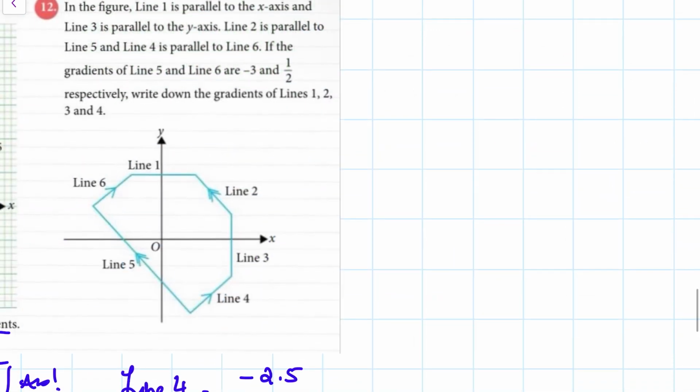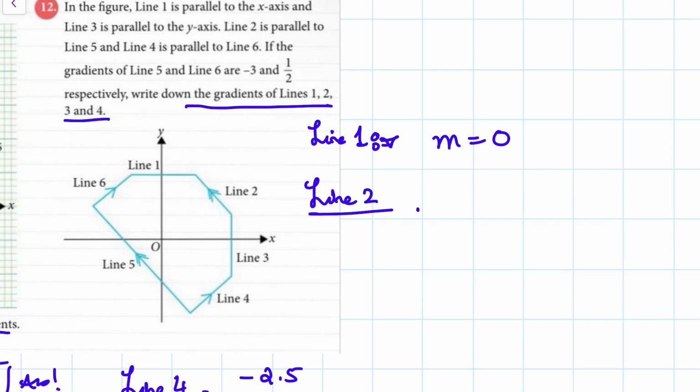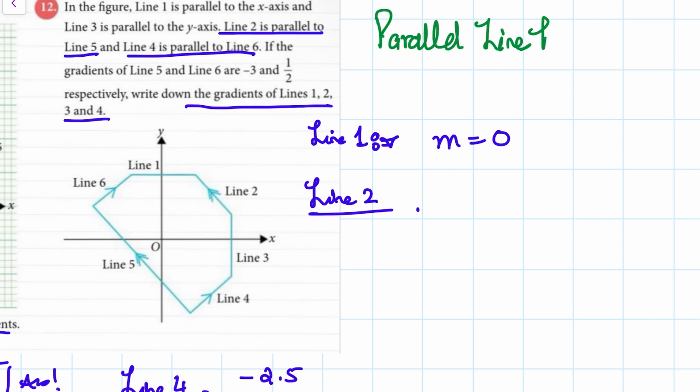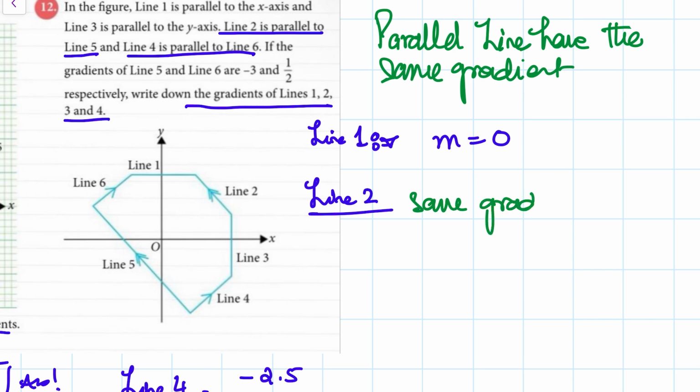In the figure, line 1 is parallel to the x-axis. So we have to find out the gradients of lines 1, 2, 3 and 4. Line 1 is parallel to the x-axis. Anything that's horizontal, the gradient is 0. Line 2. Now line 2 is parallel to line 5 and line 4 is parallel to line 6. Parallel lines have the same gradient. Learn this concept. So line 2 will have the same gradient as line 5. So the gradient is going to be -3.